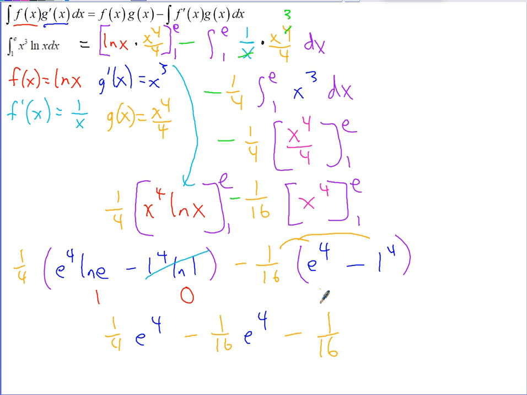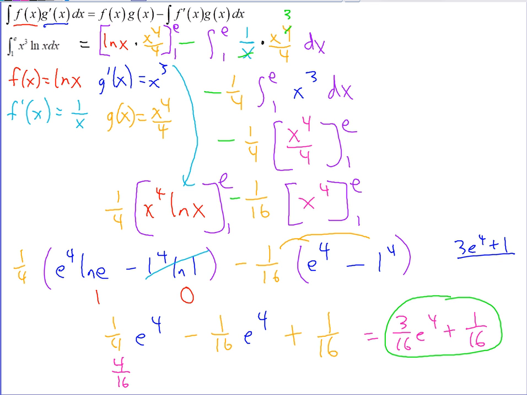Whoops, it's actually positive because the negative times the negative is positive 1/16. My bad. And then you could leave it like that, or notice you can combine these two like terms. 1/4 is the same as 4/16. So you could combine it to be 4/16 minus 1/16 is 3/16 e to the fourth plus 1/16. You could write it like that. Or since they already have a common denominator, you could also just write it as a single fraction, 3e to the fourth plus 1 all over 16. Either way is fine.